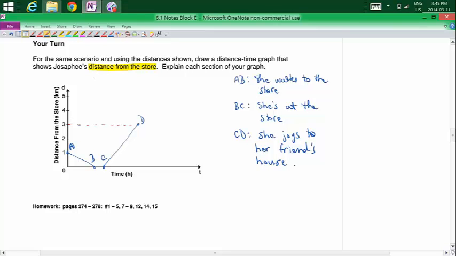And she stays at her friend's house. So there's going to be no change in distance, right? So she stays at her friend's house. We'll call that D to E. So even though there's a change in time, there's no change in distance.